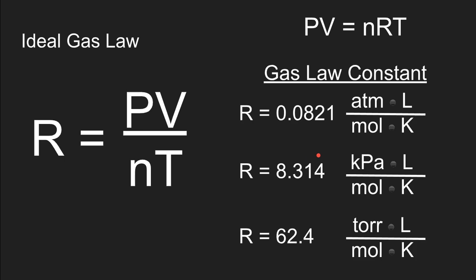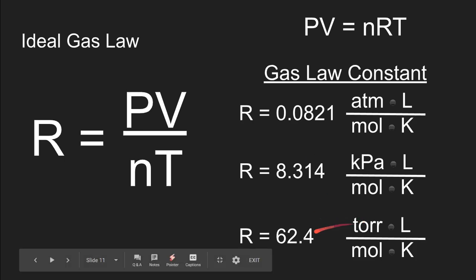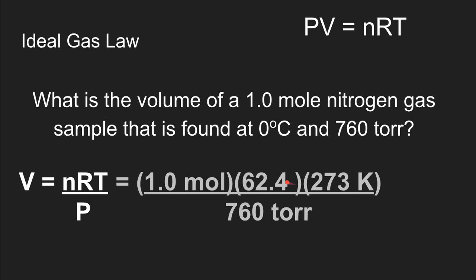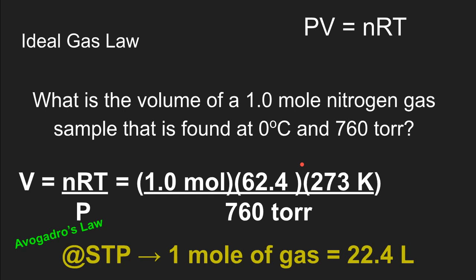I will go back quickly. My R value for torr is 62.4. So that's why I need 62.4 for my R value. I multiply and divide, and I get 22.4 liters.